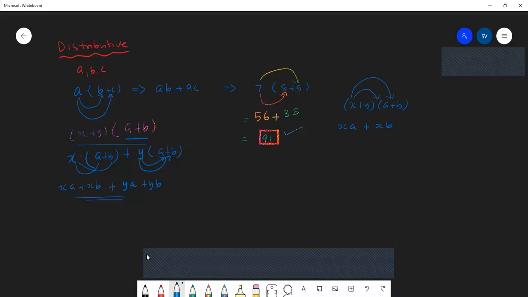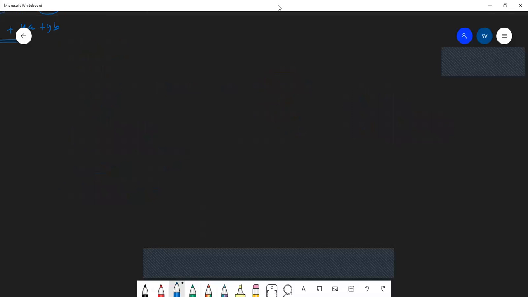Come back to the first bracket. What is the next item in the first bracket? It is a plus sign. Put that here. Then y times a is ya. Then plus y times b is yb. See, both answers are the same. So xa plus xb plus ya plus yb. Here also xa plus xb plus ya plus yb. So it is actually not making any issue with the answers. So that is what is called the distributive property.